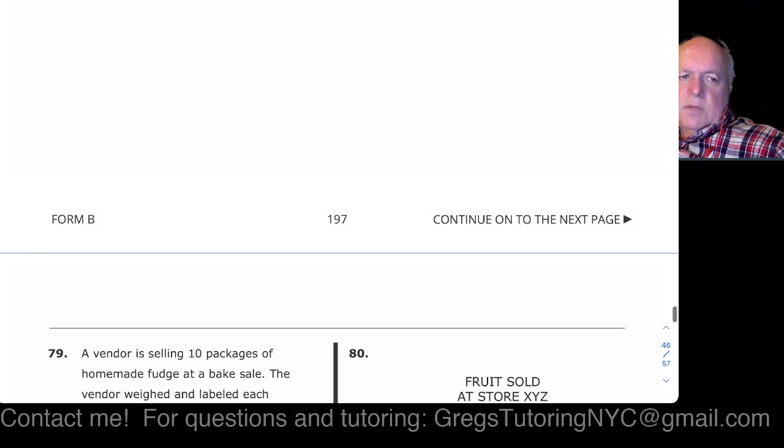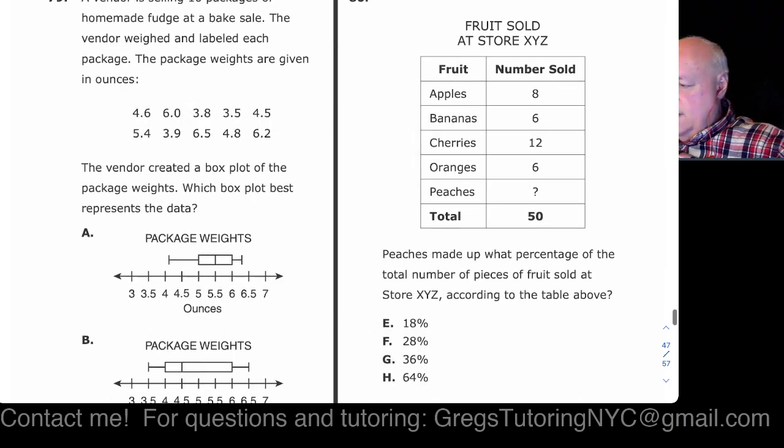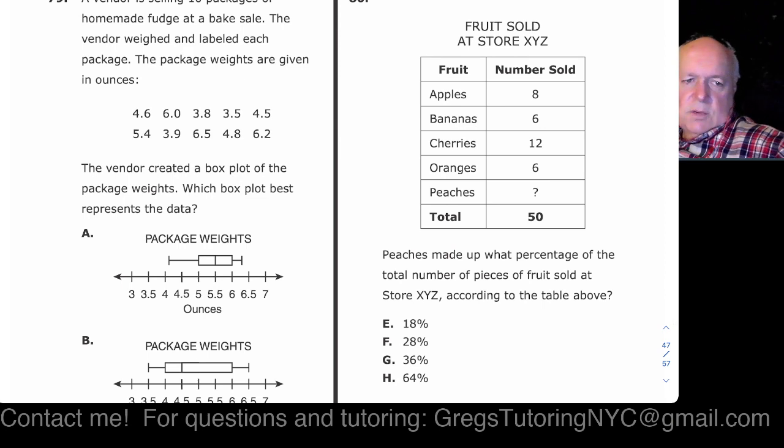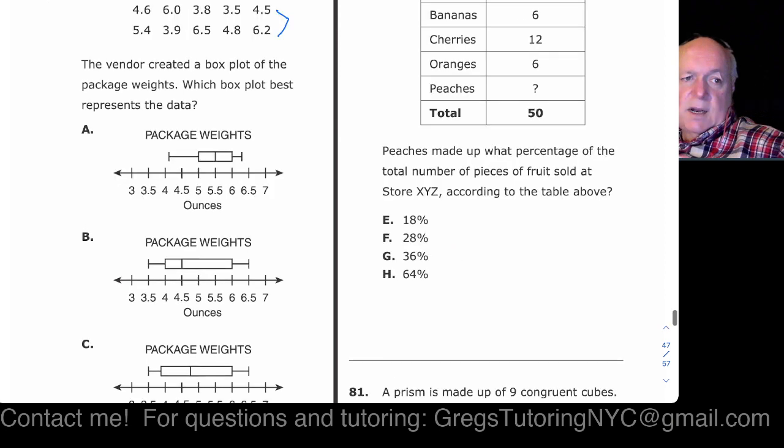With this one, they are giving you the set of data. That's what's going on right here. These 10 numbers are the set of data. A vendor is selling 10 packages of homemade fudge at a bake sale. The vendor weighed and labeled each package. The package weights are shown in these 10 here. So we can scroll past that. The vendor created a box plot of the package weights. Which box plot best represents the data?